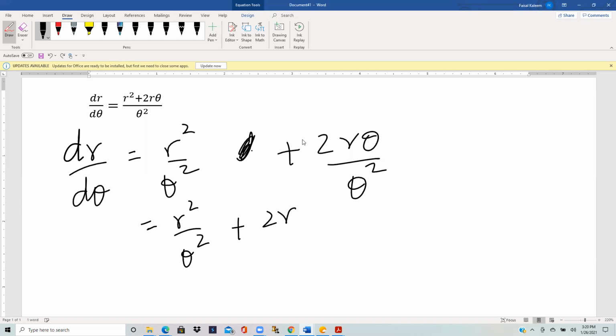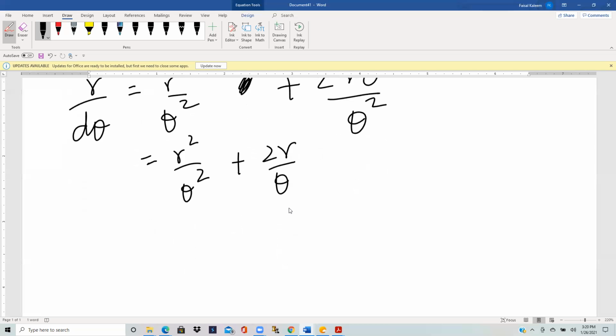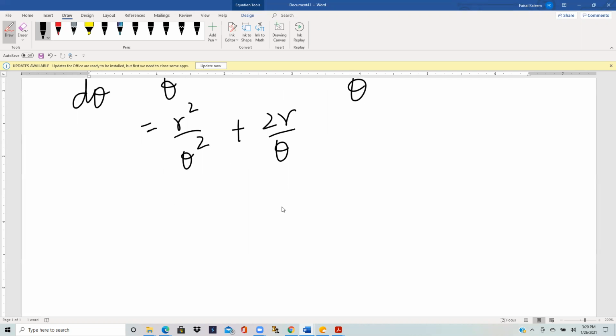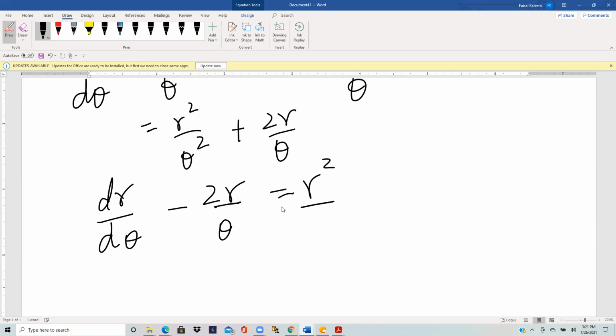plus 2r over theta. So remember, normally we have dy over dx, and then we want plus y times a function of x. So here r is playing the role of y. So this is the one that has the single r in it. So that needs to be on the left side. So we'll have dr over d theta minus 2r over theta is equal to r square over theta square.